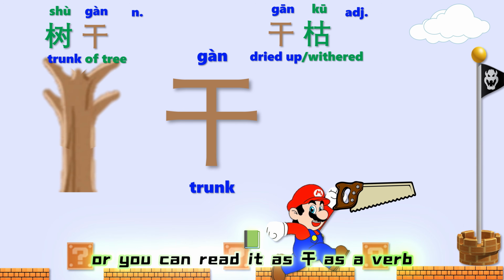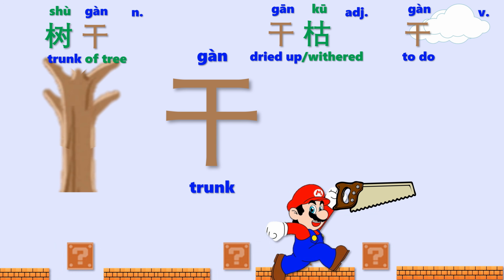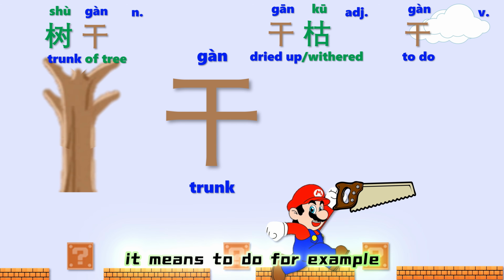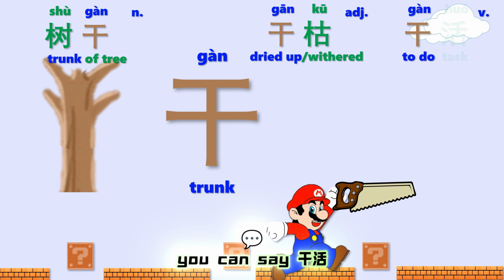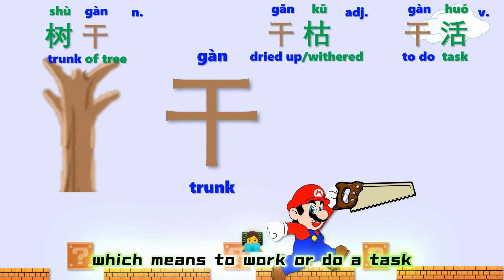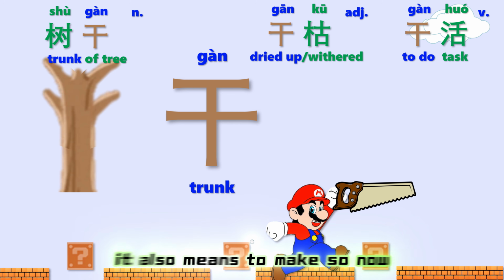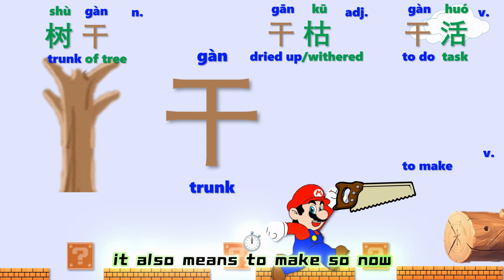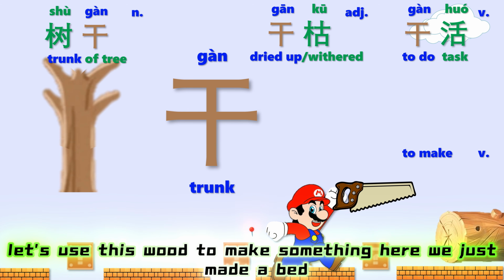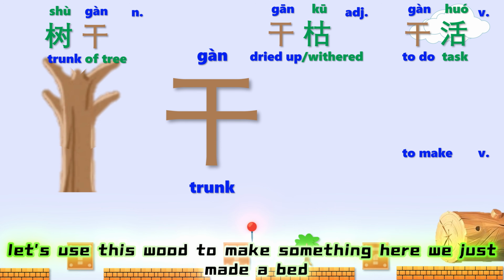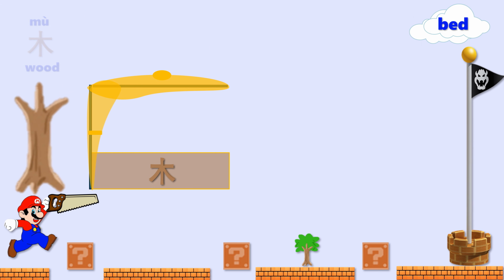Or you can read it as 干 as a verb. It means to do. For example, you can say 干活, which means to work or do a task. It also means to make. So now let's use this wood to make something. Here we just made a bed.